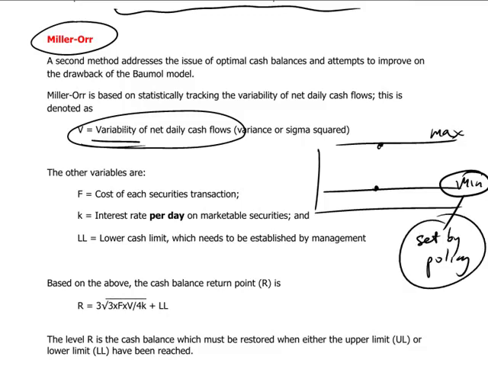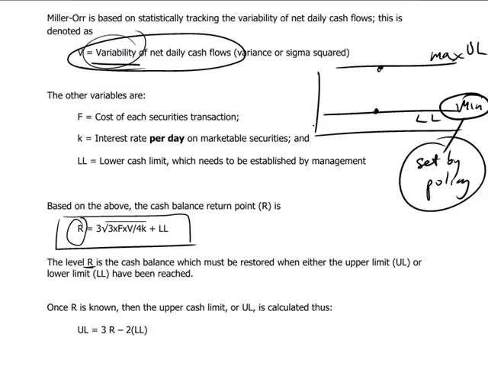But depending on how volatile cash flows are, the Miller-Orr model uses the formula shown here to define a level of cash R, which is considered to be the point to which cash balances have to be adjusted if they have touched the maximum level, called the upper limit, or the minimum level, the lower limit. In other words, R would be the return point, which would be situated right about here.